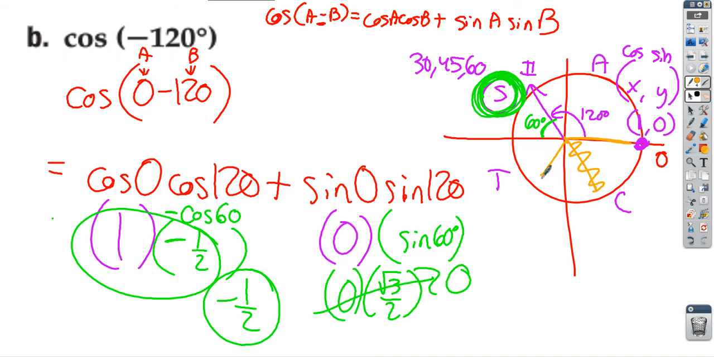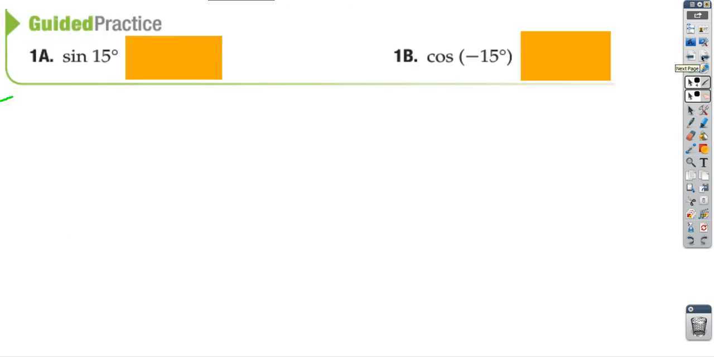Whoops, not supposed to be there. Going this way. This angle right here is negative 120. That's the same as if you started here and went the other way, positive 240. Okay, it's basically making them meet at a total of 360.